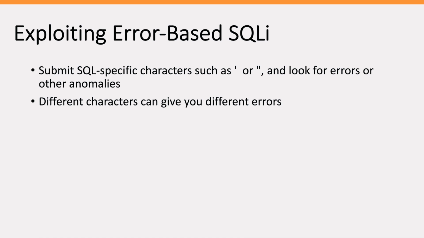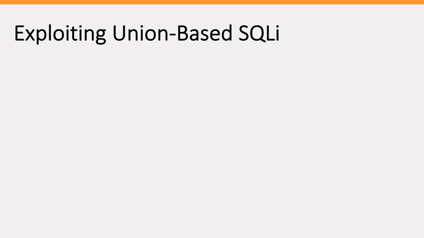Now, different characters can give you different errors, so it's good to fuzz the application with the commonly known characters to generate errors. Next is union-based SQL injection. Exploiting this vulnerability is a little bit more involved. As a reminder, we said union-based SQL injection is an in-band SQL injection technique that leverages the union SQL operator to combine the results of two queries into a single result set.